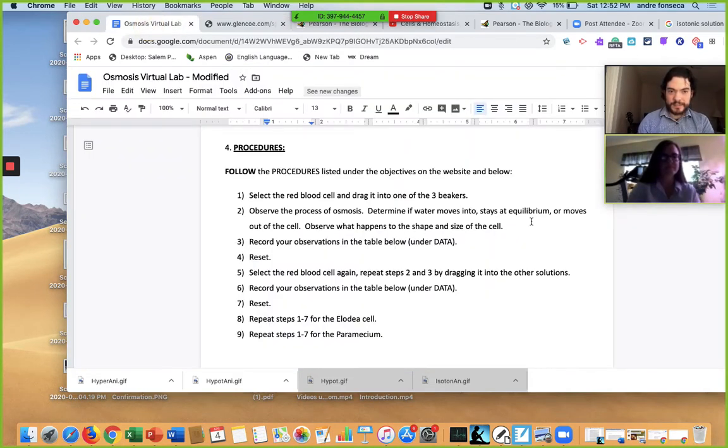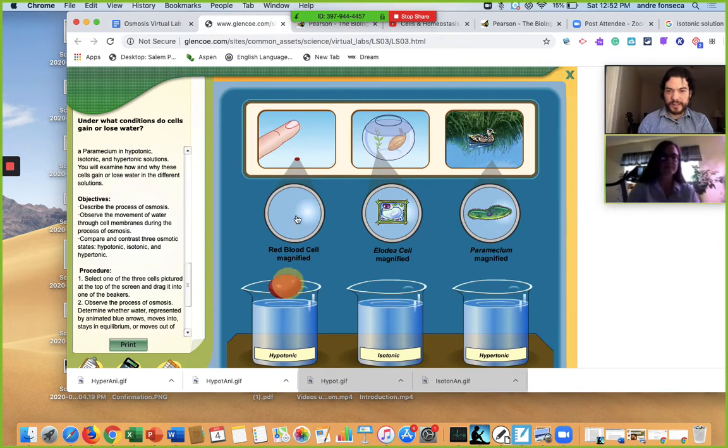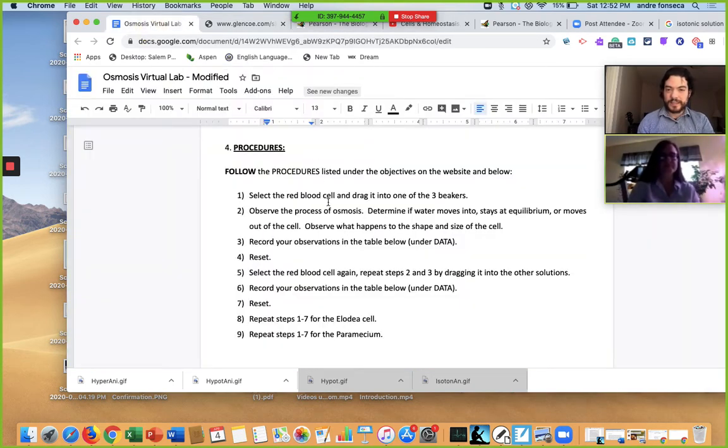And it's asking me about what happens to the shape and size of the cell. So before I put it in the solution, it was flat like this. After I moved it into the solution, it got bigger and round. So the shape changed to become round instead of flat. And it got filled with water. It's bigger than it was before. Right? So I would record, so step 3, record your observations in the table below under data.